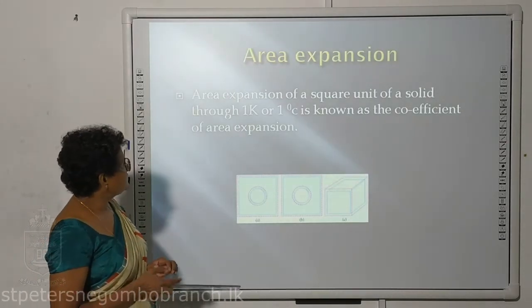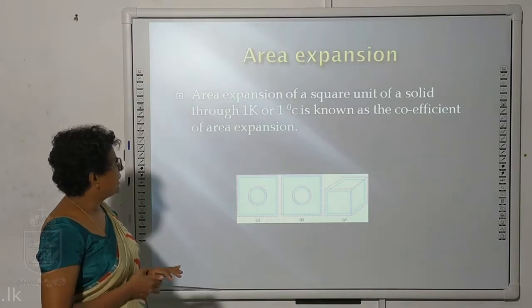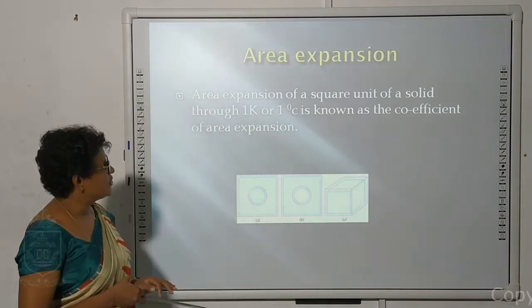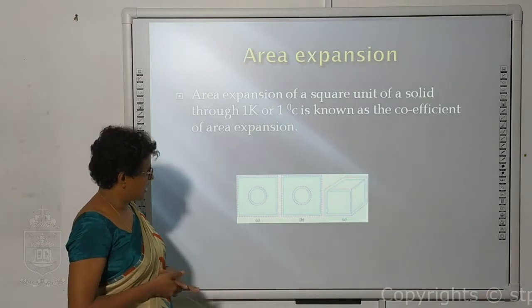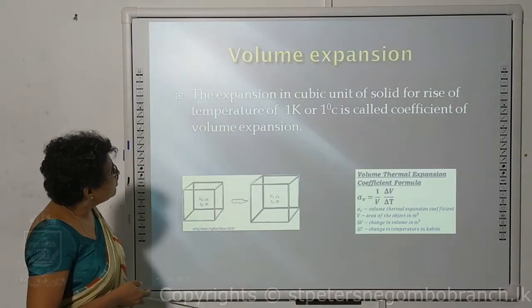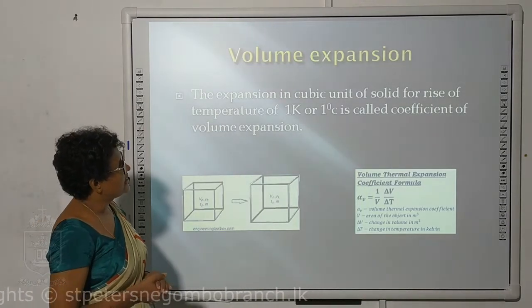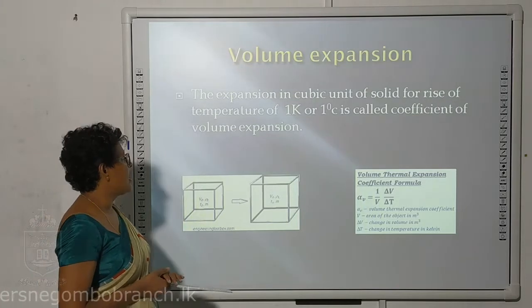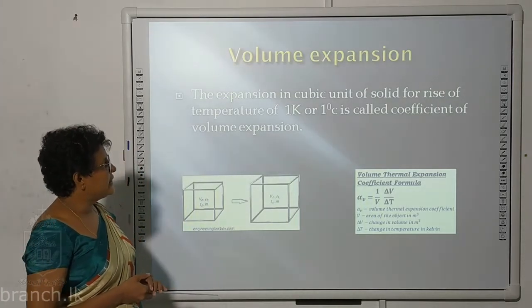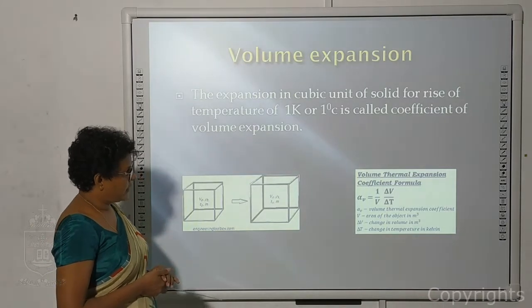Area expansion. The expansion of a square unit of a solid through 1 Kelvin or 1 degree Celsius is known as the coefficient of area expansion. Normally we denote it as beta. Volume expansion. The expansion in cubic unit of a solid for a rise of temperature of 1 Kelvin or 1 degree Celsius is called the coefficient of volume expansion. Right?